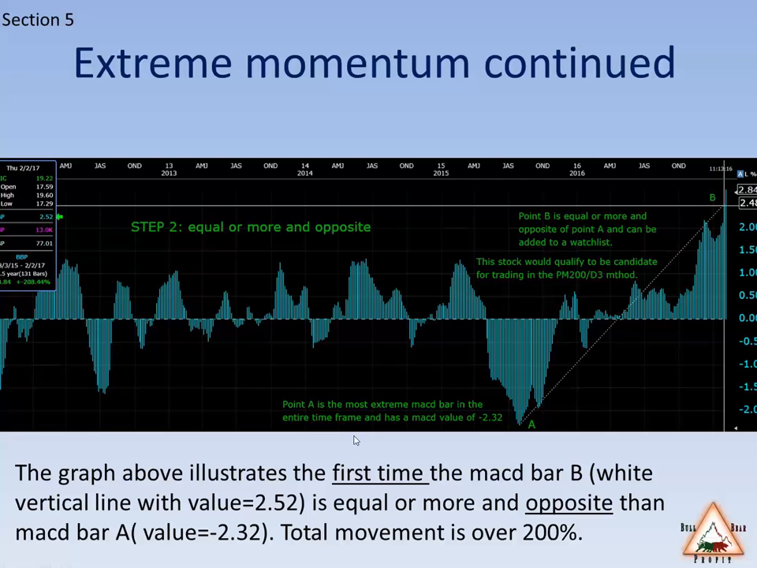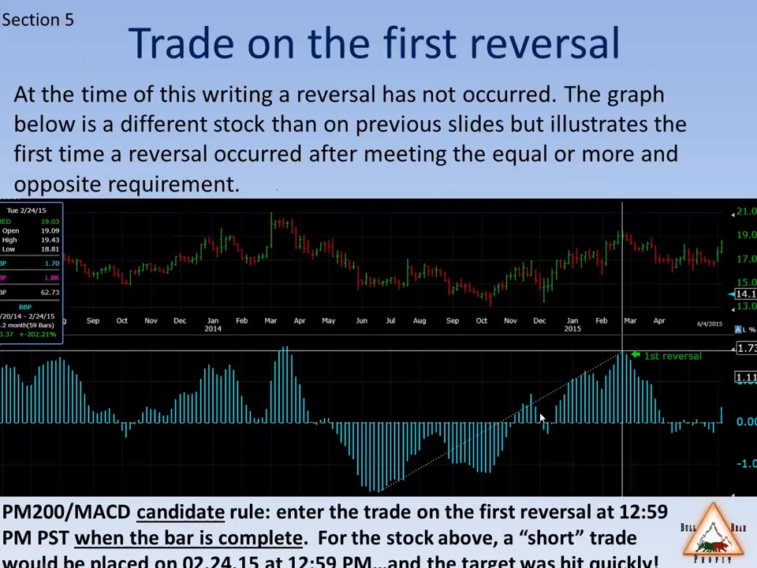The graph above illustrates the first time the MACD bar, the white vertical line, is equal or more and opposite than the MACD bar value at A. The total movement is over 200%. And that's right overall here. And then we look for the first reversal.